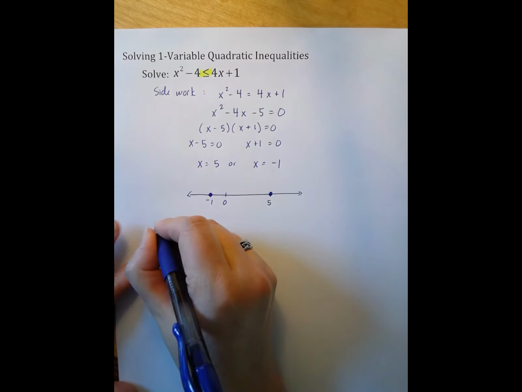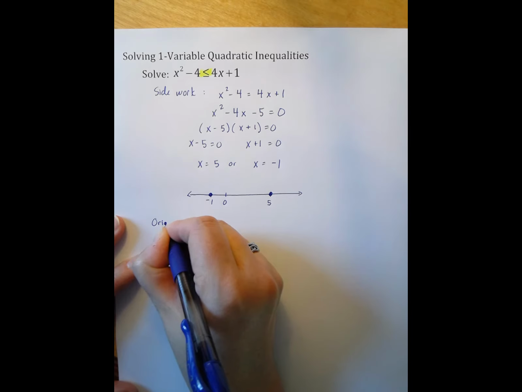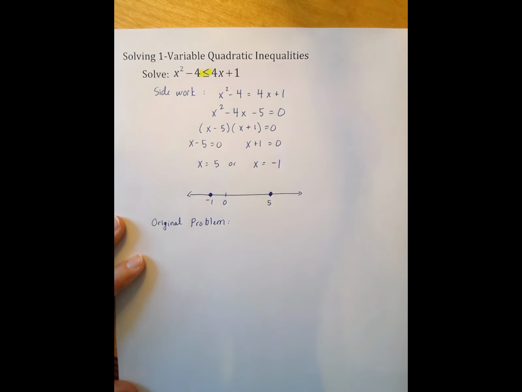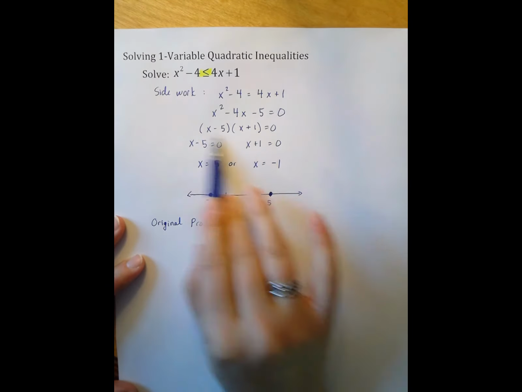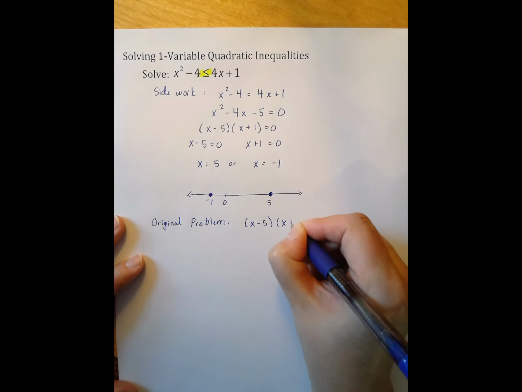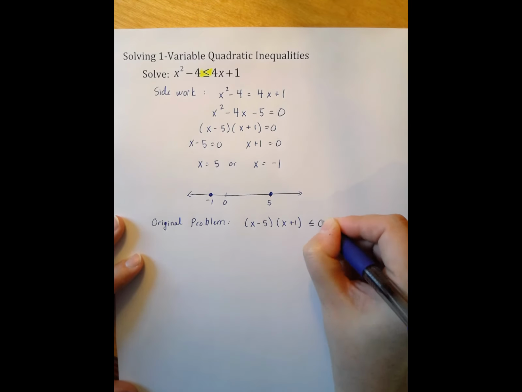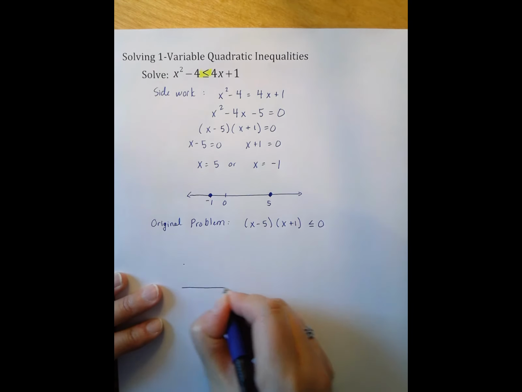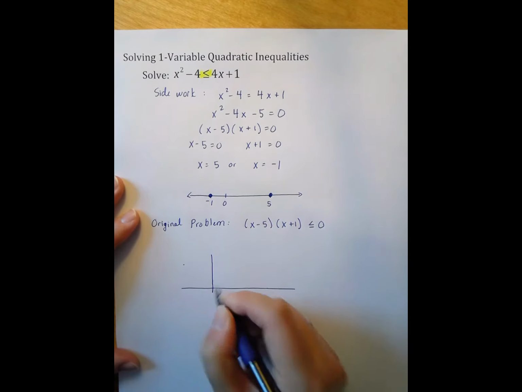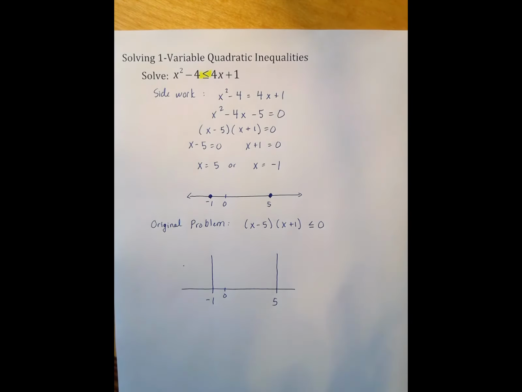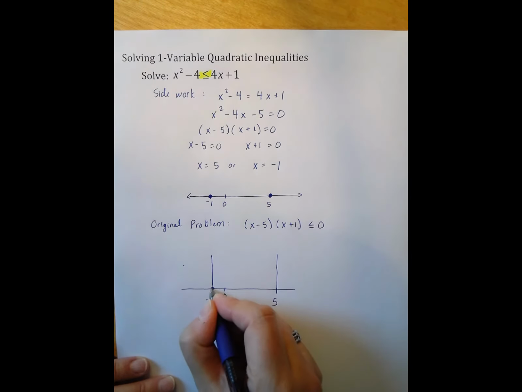So let's go back to our original, but let's stop at this point right here. So we'll have x minus 5 times x plus 1 is less than or equal to 0. So I know from my work above that I have negative 1 and 5 as my boundaries. And it's less than or equal to, so it is closed circle.